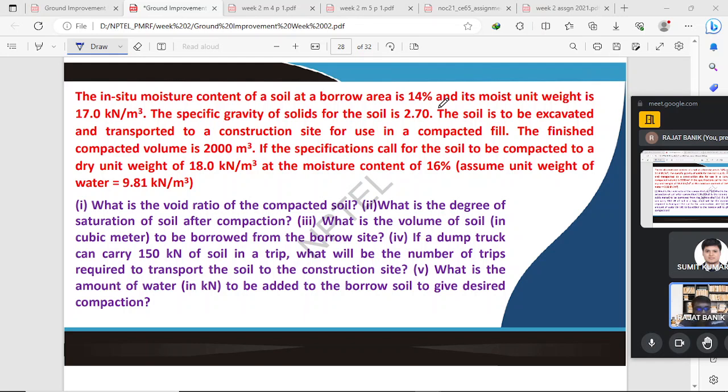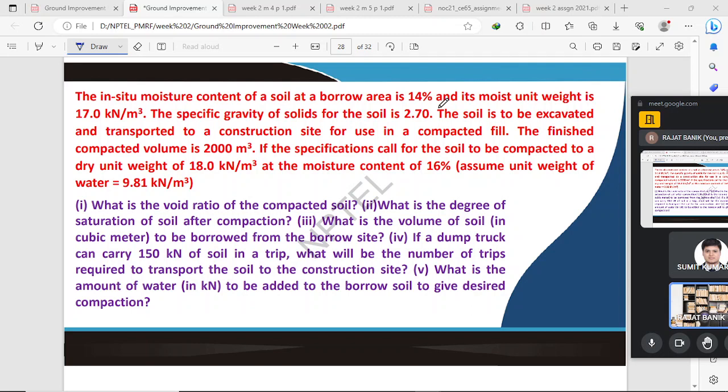The compaction specification of the compacted soil is that the dry unit weight is 18 kilonewton per meter cube at a moisture content of 16%, and the unit weight of the water is given. Here it is asked, first, what is the void ratio in the compacted soil. Second question is, what is the degree of saturation of the soil after compaction.